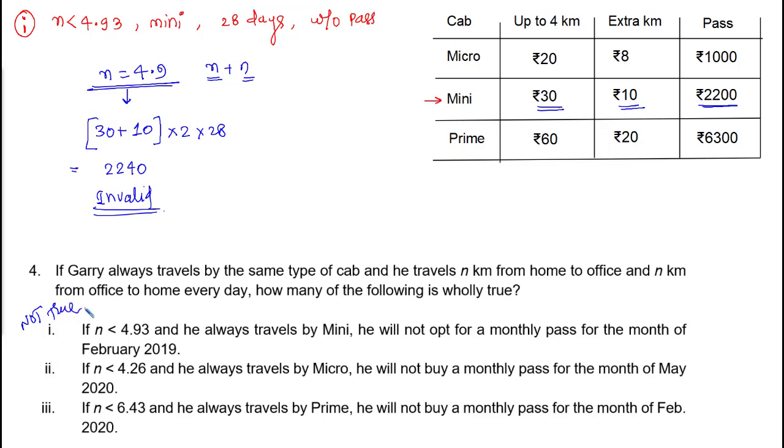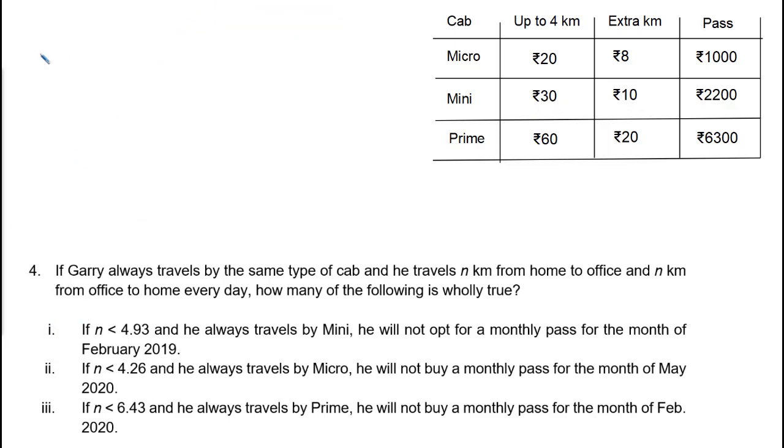Now let's have a look at the second statement. The second statement says that the value of n is less than 4.26 and he is going to travel by using micro cab in the month of May 2020, which means 31 days, and he is going to travel without pass. Let me check, is this a valid statement or not? So let's check the distance traveled. n is equal to 4.2.